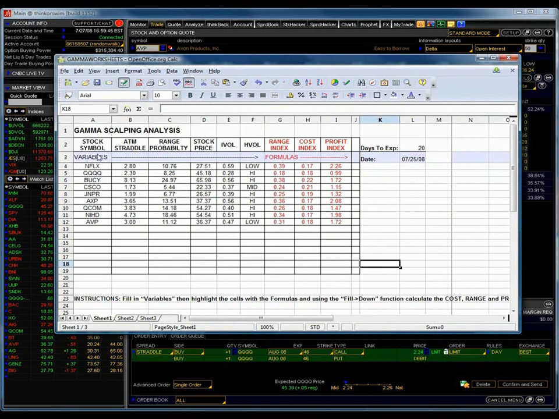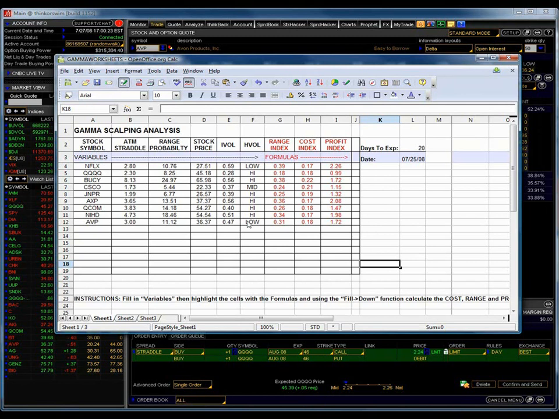But basically all we have to do is take a look at certain variables in the stock that we're considering doing the gamma scalping with. We're going to be taking a look at several issues, and I'm going to be adding issues down at the bottom here so that you can get an idea of exactly how to enter this information yourself. You will have a copy of the spreadsheet in this folder with the video. The variables that we're going to be entering are the stock symbol, the at the money straddle price, the range probability, the stock price, the implied volatility of the stock issue, and the historical volatility.